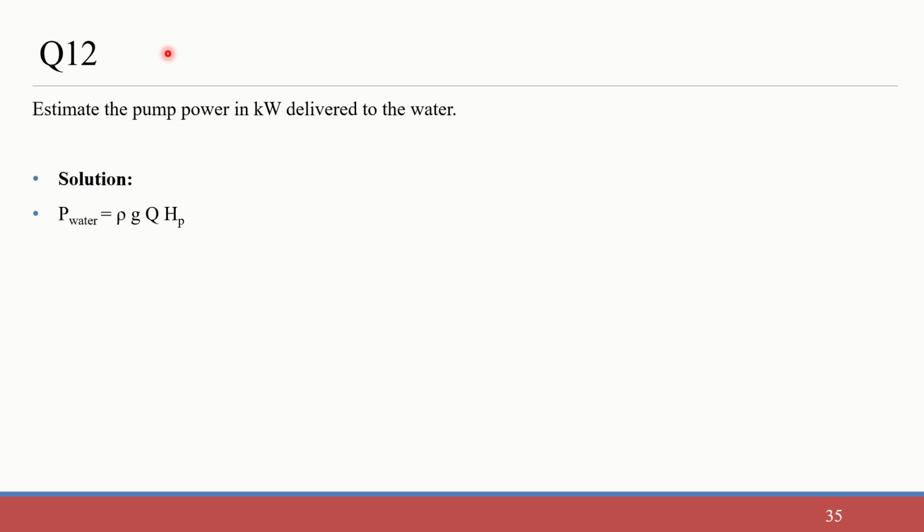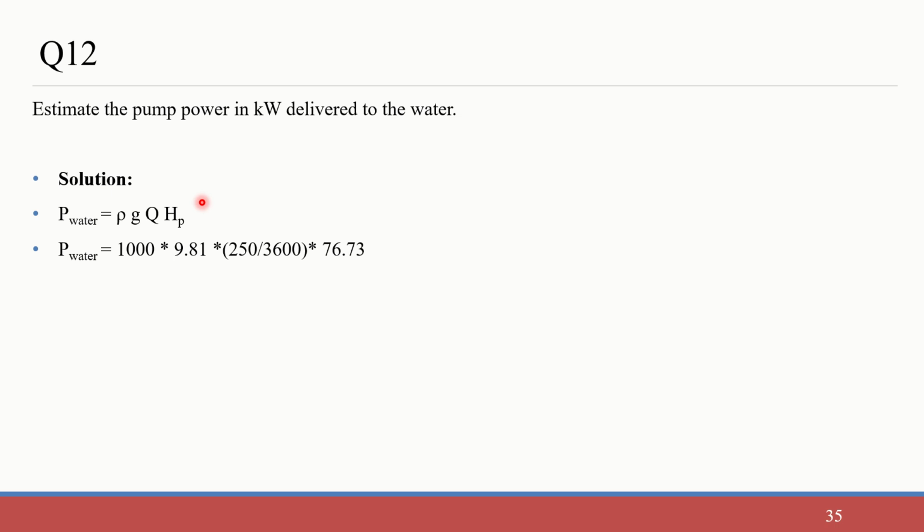Rho is the density of water, g is the gravitation, Q is the volumetric flow rate, HP is the pump head. So now everything is very straightforward. We are just substituting everything back over here. So 1000 into 9.81 into 250 by 3600, that is meter cube per second, into pump head 76.73.